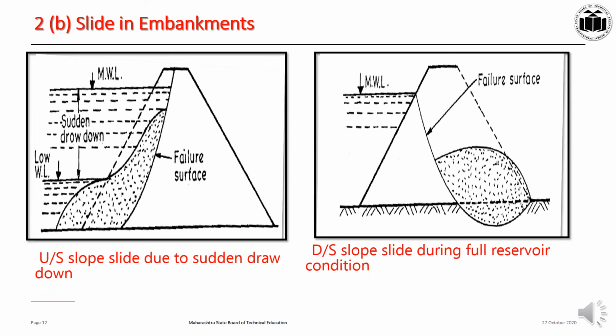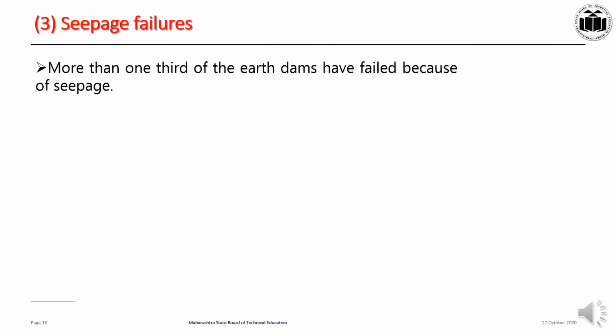These two images show the actual structural slide in embankment, which is because of structural failure. First is the upstream slope slide due to the sudden drawdown, and the second one is the downstream slope slide due to full reservoir conditions. Now we'll see the seepage failure.